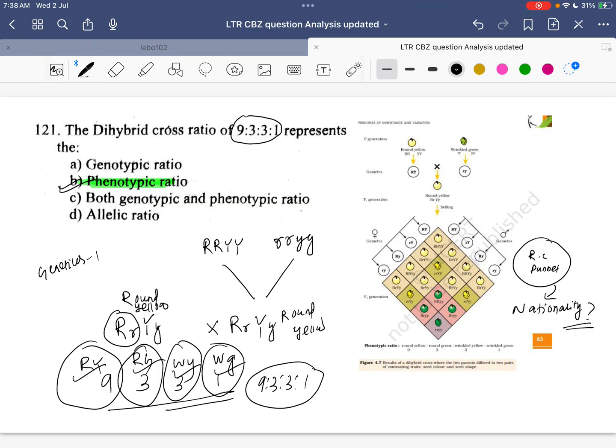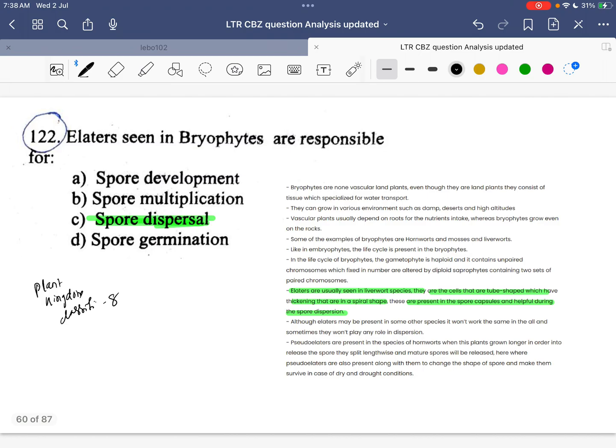If you go through the NCERT lines, it is written what is the nationality of RC Punnett. You just comment to me what is the nationality of RC Punnett in the video. So elators in the bryophytes are responsible for the spore dispersal.